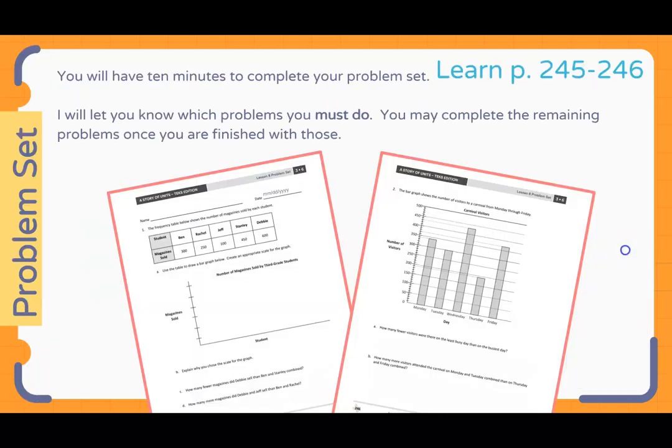All right. Here we go. Learn book page 245, 246.